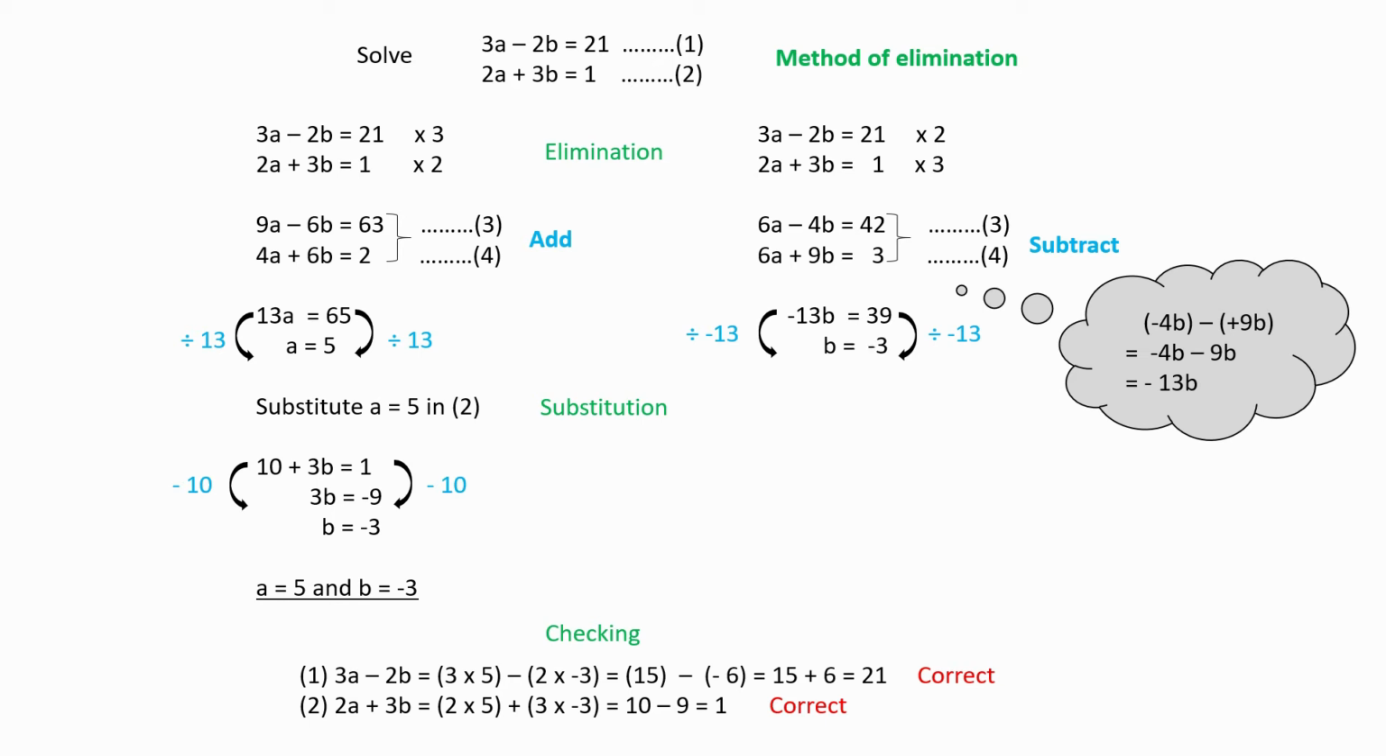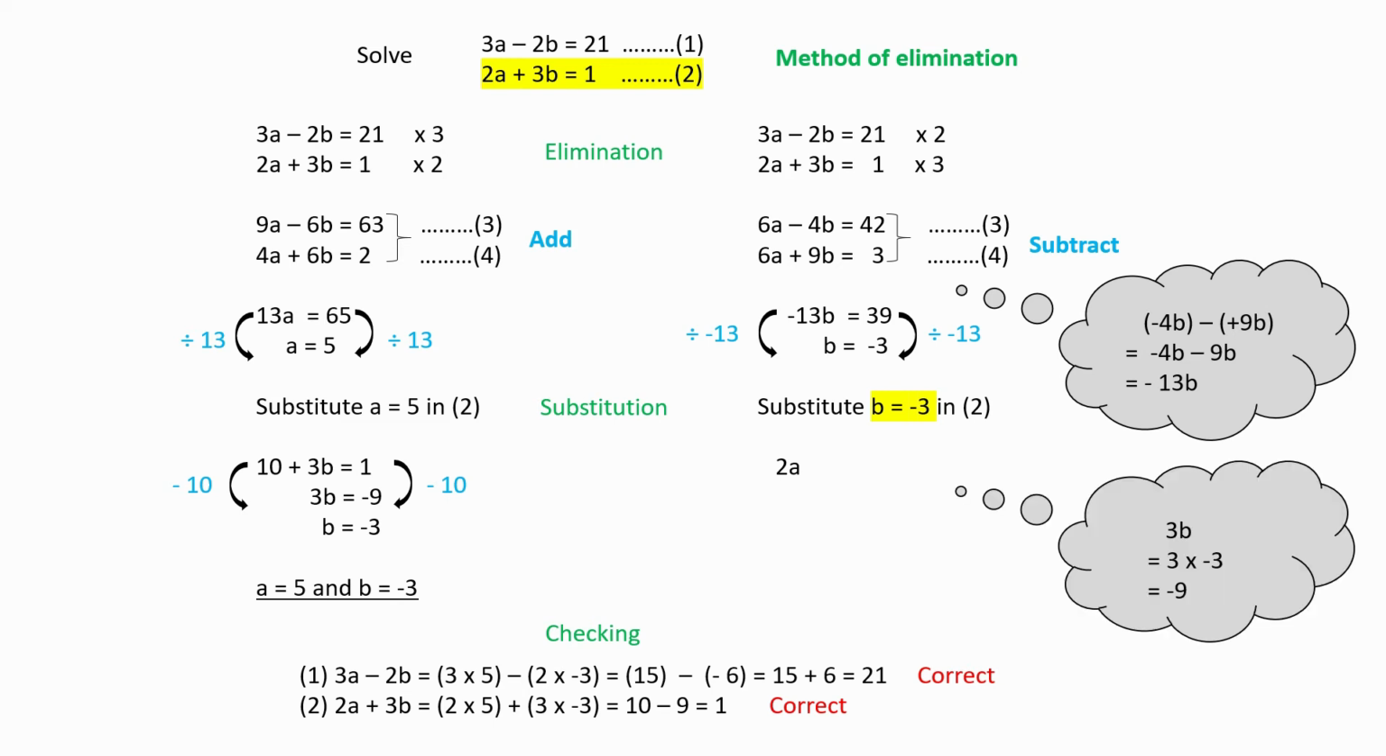To find a, substitute b equals negative 3 into equation 2, giving 2a plus 3b, which becomes 3 times negative 3, which is negative 9, giving 2a minus 9 equal to 1. Simplify by adding 9 to both sides of the equation to obtain 2a equal to 10. And dividing both sides by 2 gives a equal to 5. So once again, the solution to the simultaneous equations is a equal to 5 and b equal to negative 3.